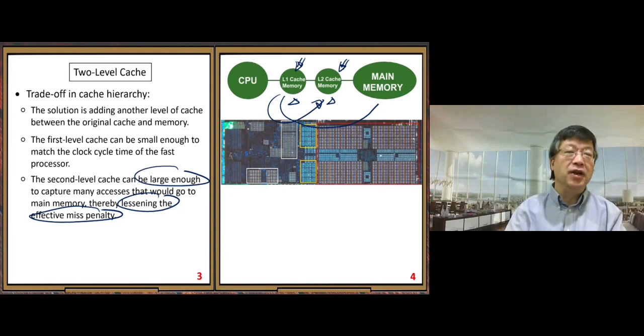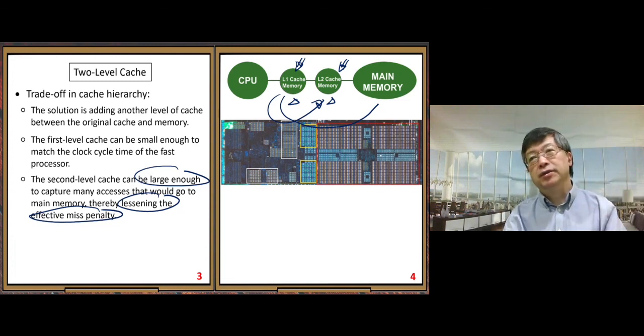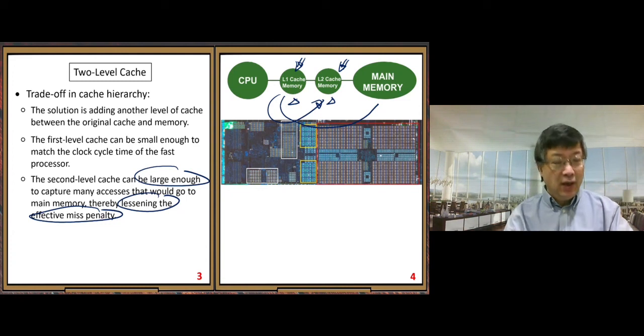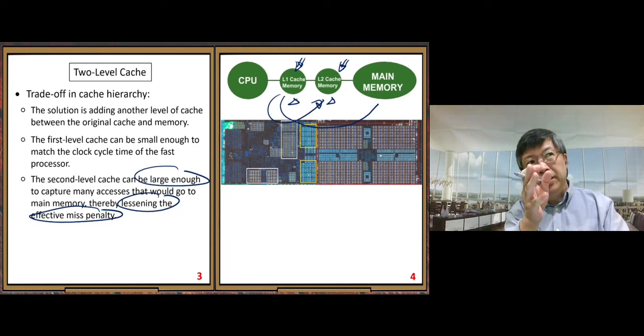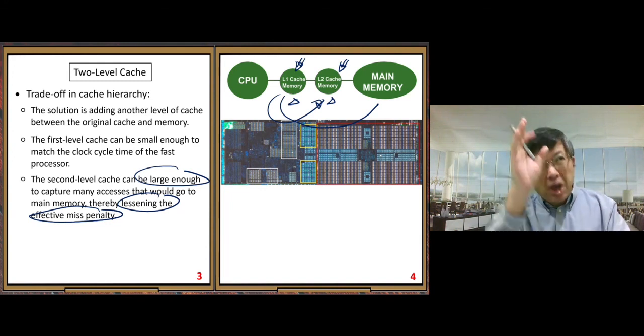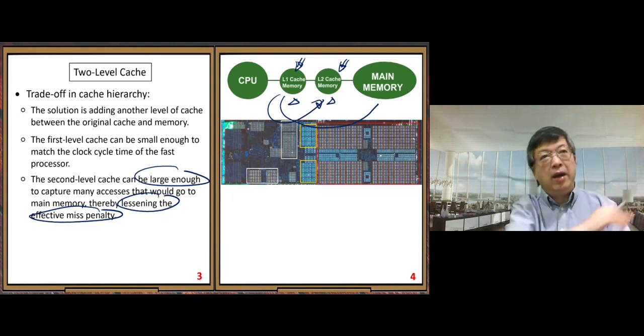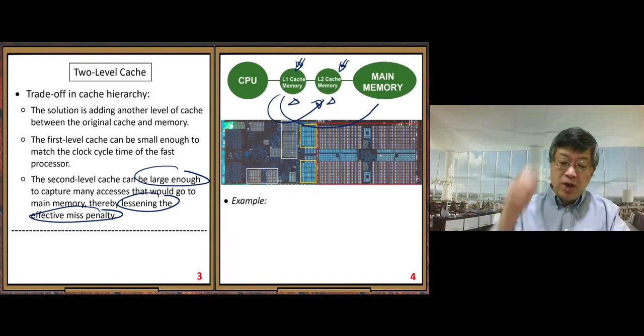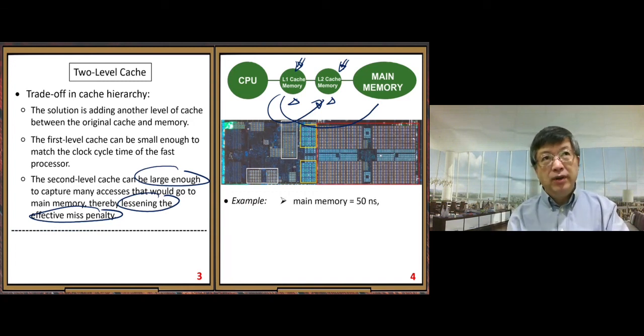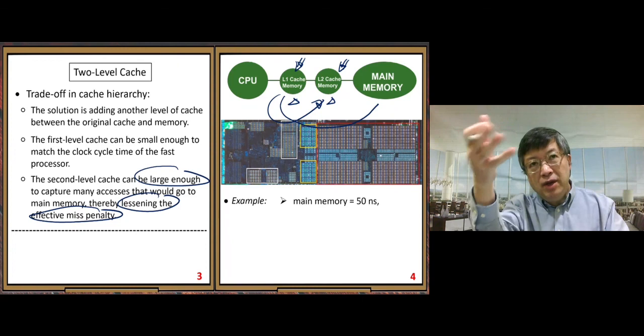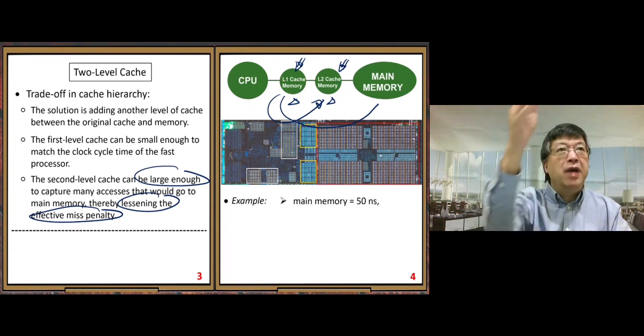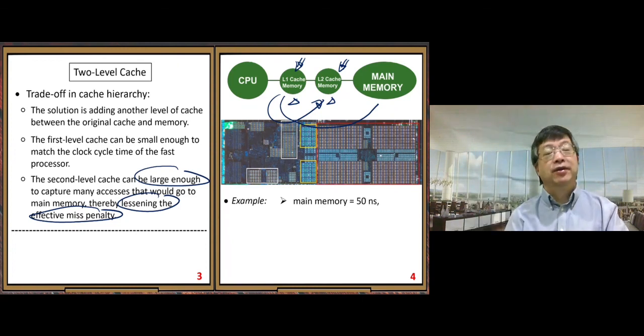So you get an idea in a typical computer system. All right. So next, in order to give you a good impression, I like to use an example to show you the impact of the multi-level caches. In this example, the access time in main memory is 50 nanoseconds. Okay, 50 nanoseconds.